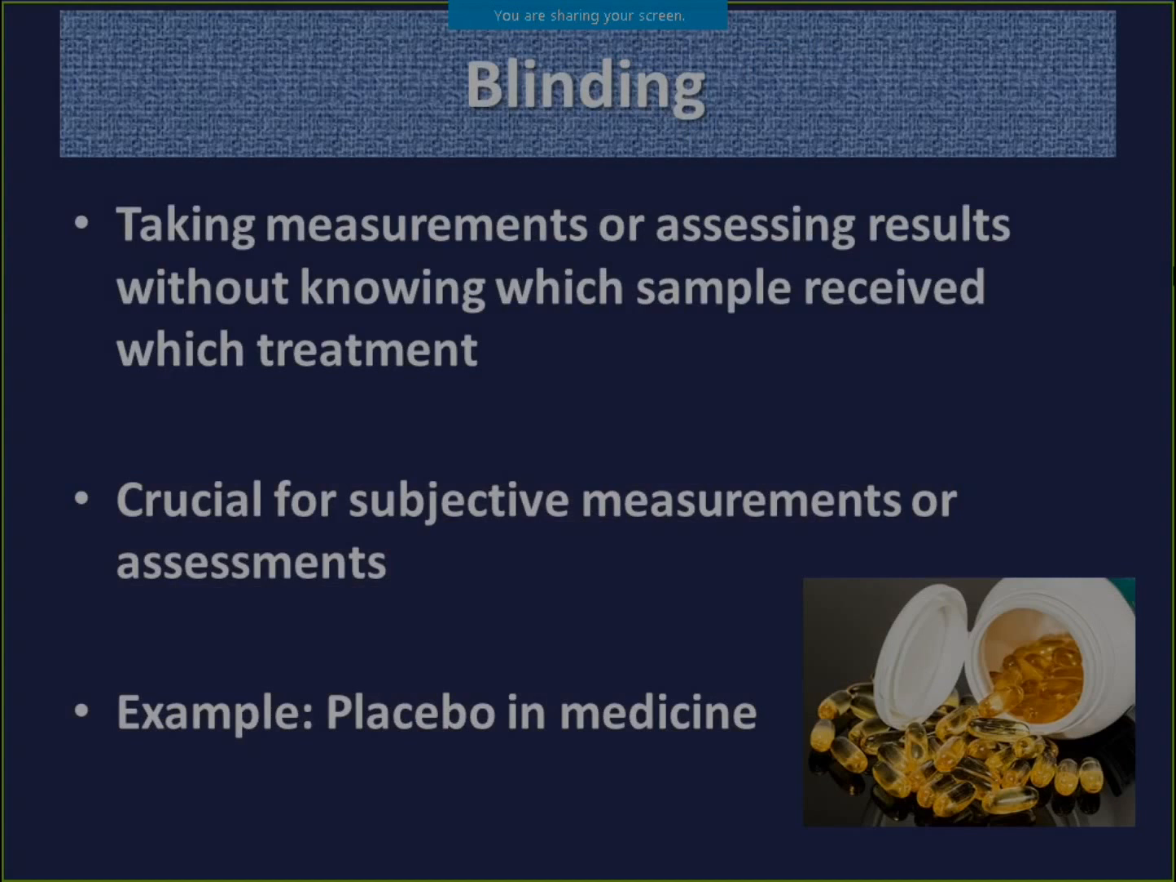Blinding refers to taking measurements without knowing which sample received which treatment. Now, this can sometimes be difficult or impossible to do with cultural heritage objects, but it's especially important to try to do for subjective measurements or assessments. An example is the use of the placebo in medicine. The physician who's assessing how well the patient's responding doesn't know whether the patient received the proposed new treatment or a standard treatment or even an inert placebo.